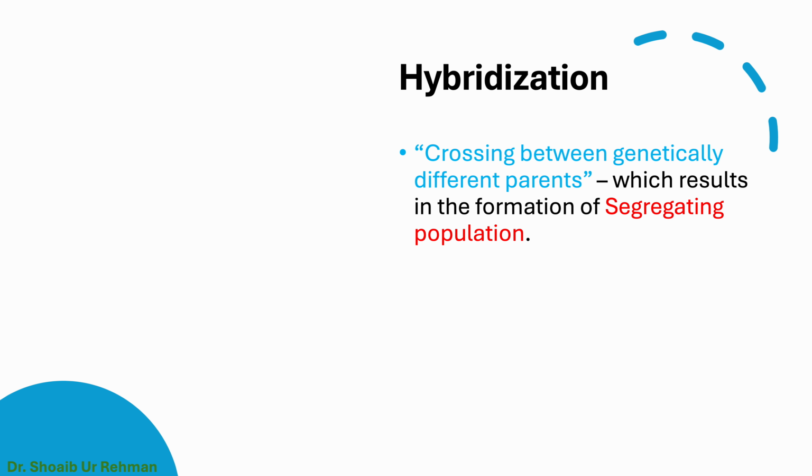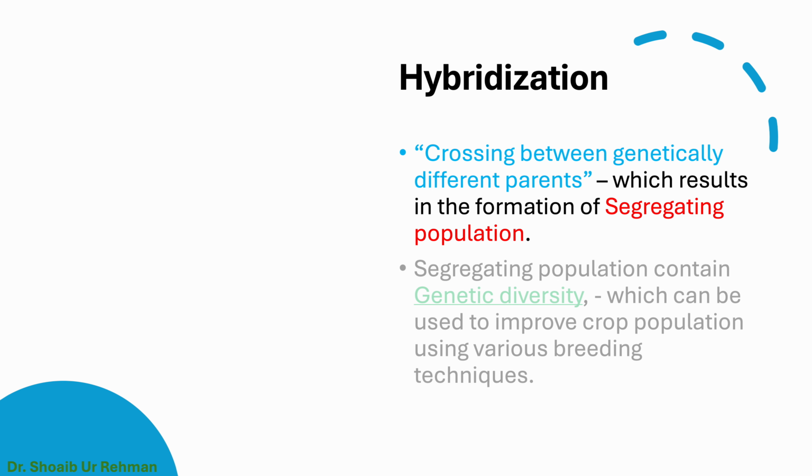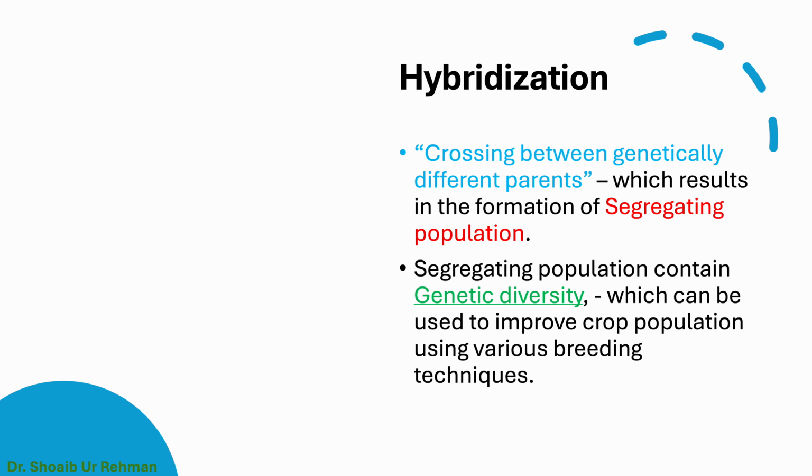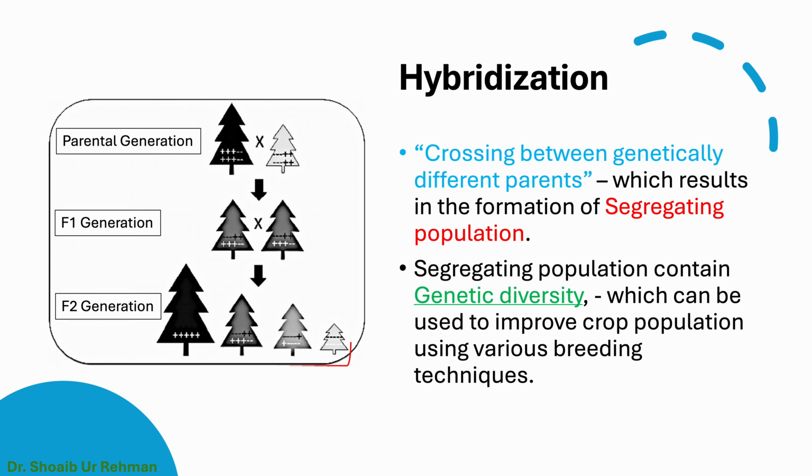So, what is hybridization? Basically, hybridization is a phenomenon in which genetically different parents are crossed, which results in the formation of a segregating population. And this segregating population contains genetic diversity which can be used to improve crop plants through breeding.